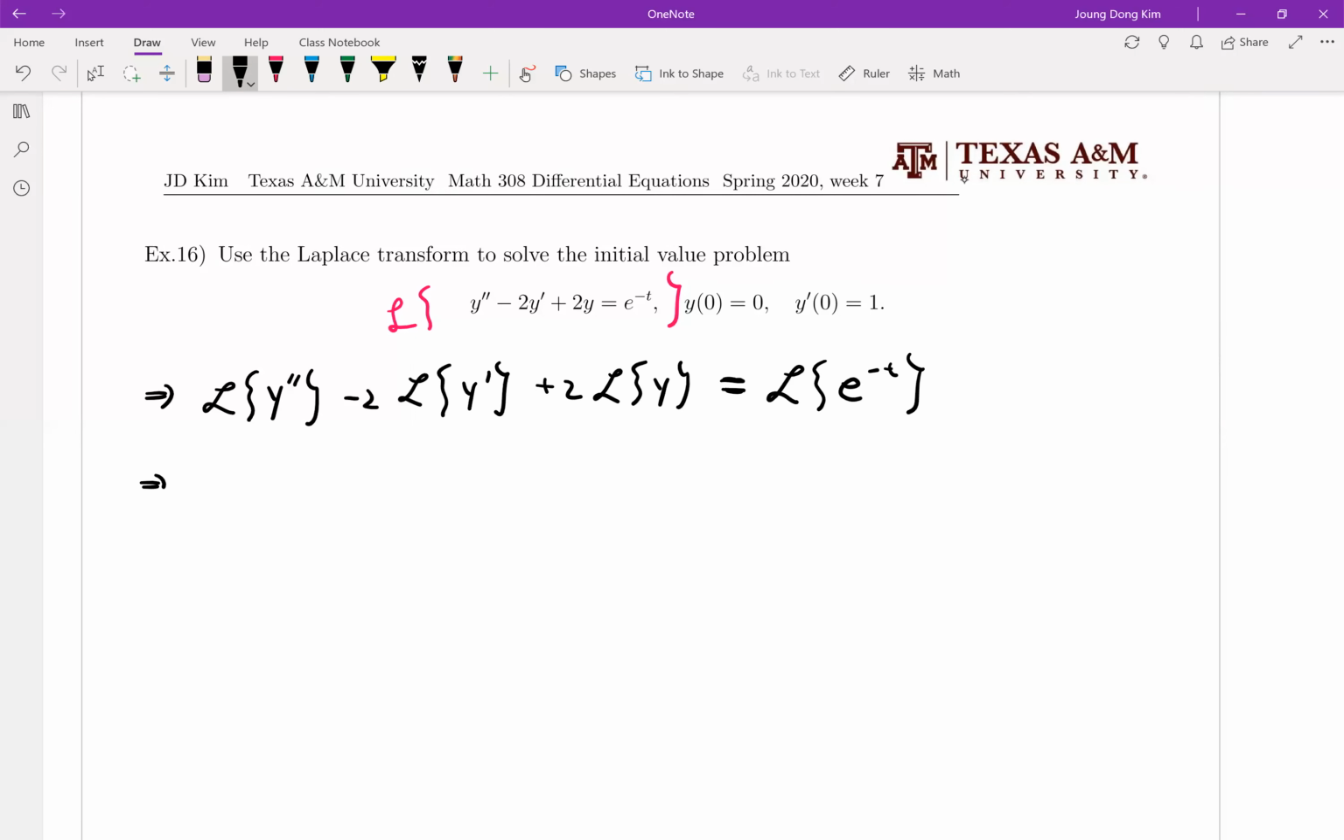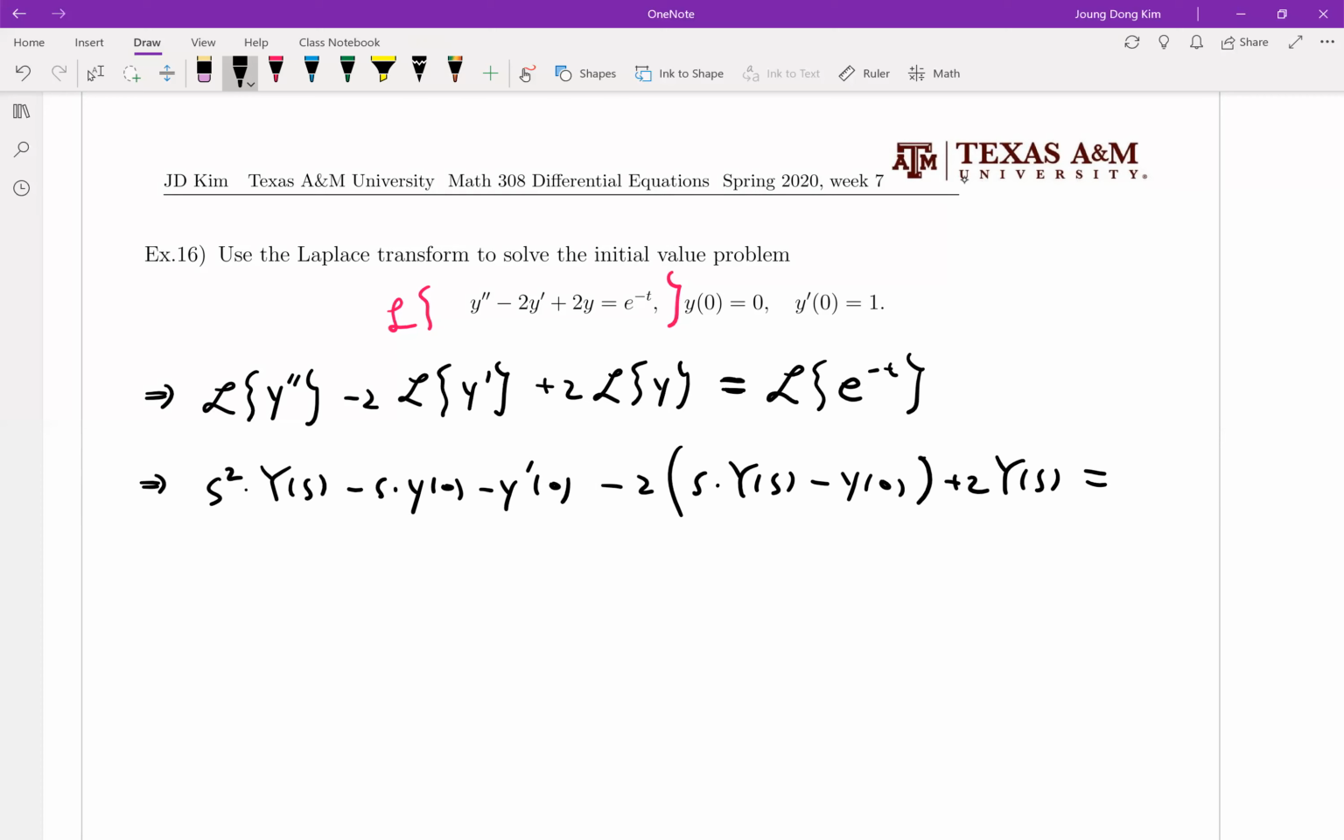So let me write directly: it is s squared Y(s) minus s times y(0) minus y prime(0). The second one, minus 2 times s Y(s) minus y(0), and plus 2 Y(s) is equal to... Now, what about your right hand side? Like e to the minus t, just check table number 2, which is 1 over s minus minus 1, which is 1 over s plus 1. And the next step is obviously the same.